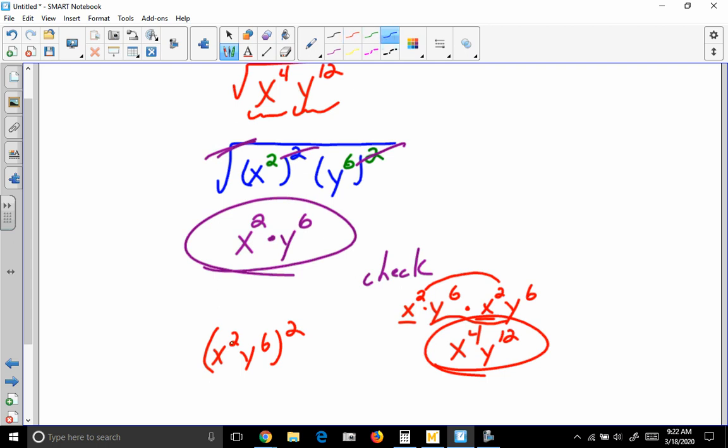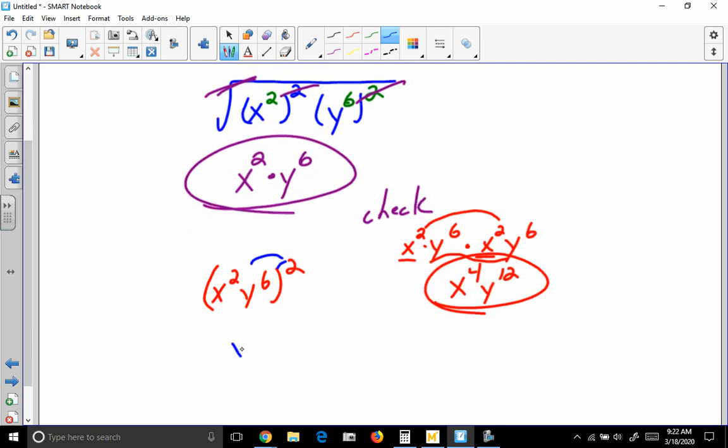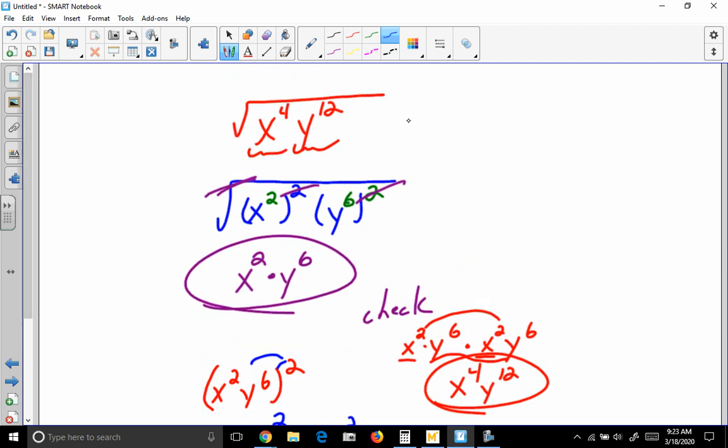If we check it this way, remember when we have a product, each one gets the exponent. So we have x squared to the second power, and y to the 6th to the second power. If we have two exponents like this, we multiply those, so 2 times 2, and 6 times 2. So yes, either way we do it, it checks out. So that is the square root of x to the 4th y to the 12th.